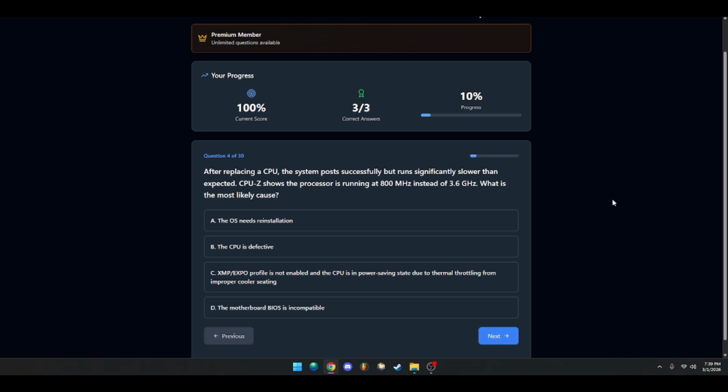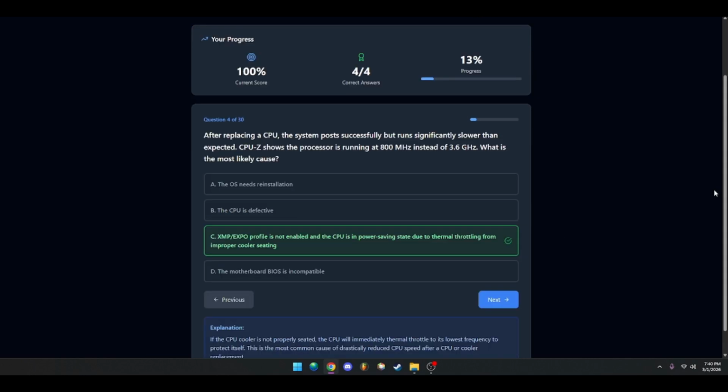Question number 4. After replacing a CPU, the system posts successfully but runs significantly slower than expected. CPU Z shows the processor is running at 800 MHz instead of 3.6 GHz. What is the most likely cause? I will give you guys a second to think about it. And the answer in this case would be C.